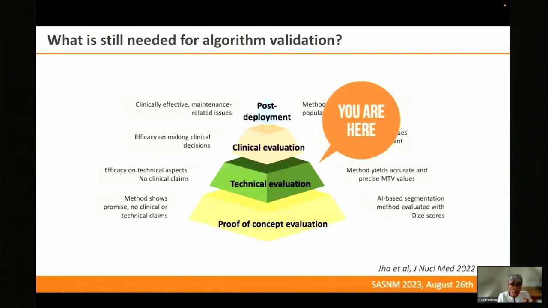We also need to strongly consolidate the validation of the algorithms. At the moment, most algorithms are evaluated technically. So proofs of concept are published and technical evaluation is usually performed. But we need more clinical evaluation on broad enough data sets so as to fully characterize the impact of this algorithm on the clinical practice and on patient management. So we need to work more on clinical evaluation and post-deployment evaluation.